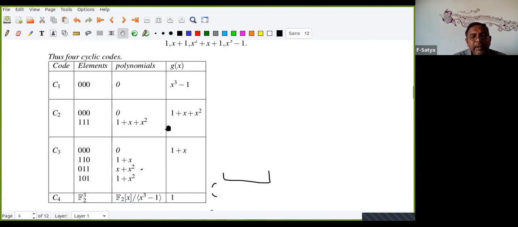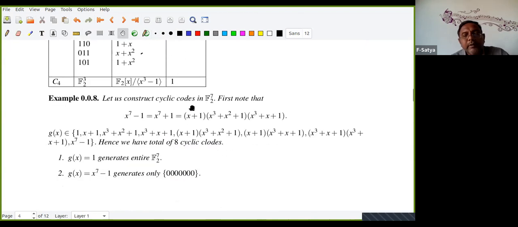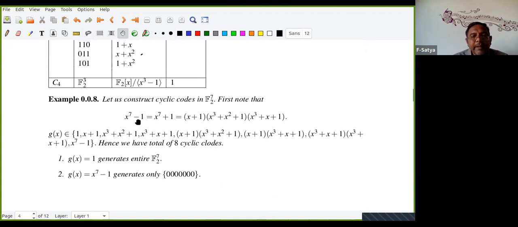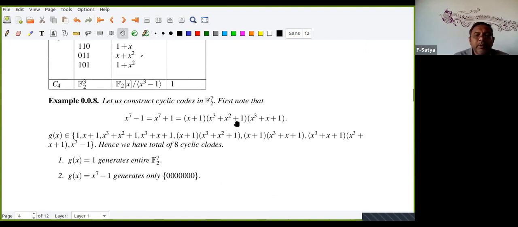Now I'm coming to the understanding of these simple things so that it will not create any problems for you. One more example: x^7 minus 1, that is x^7 plus 1 in F_2, since minus and plus are the same. It is (x plus 1) times (x^3 plus x plus 1) times (x^3 plus x^2 plus 1). There are 3 irreducible factors, so we have 8 cyclic codes. Now g(x) belongs to these polynomials. If g(x) equals 1, I get the entire F_2^7; I can multiply any polynomial of degree 6.